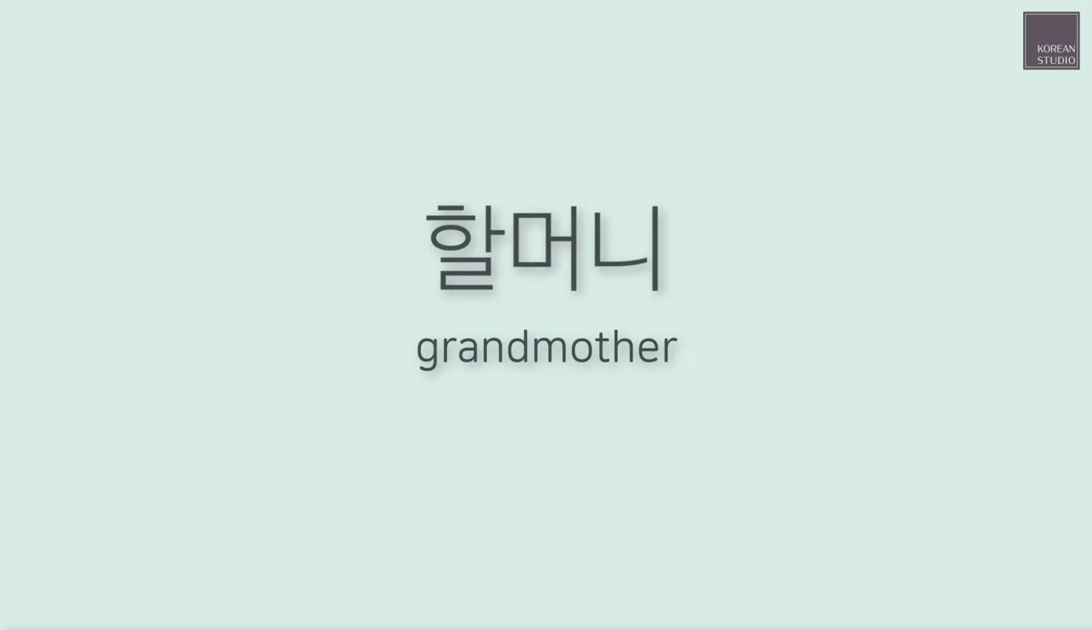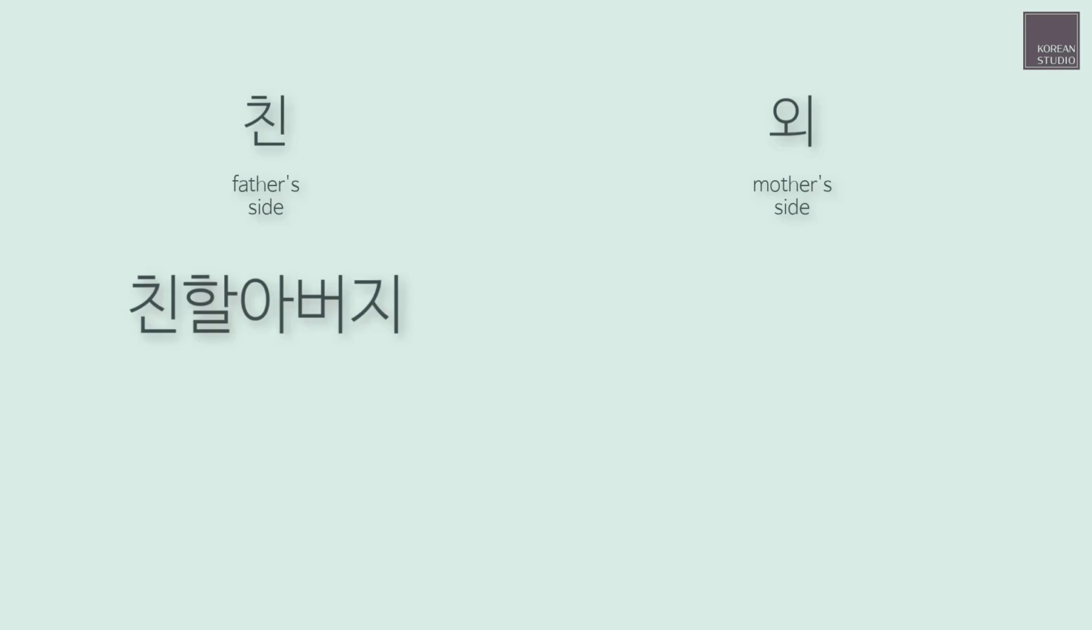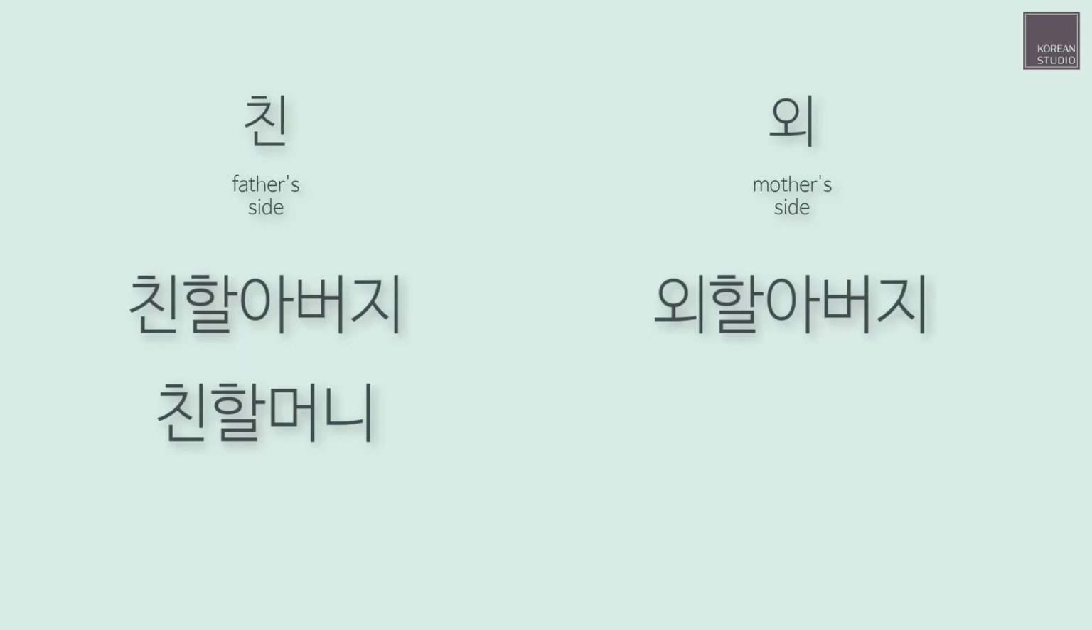Now, sometimes we have to make a distinction as to which grandmother and grandfather we're referring to. So to do that, we use these words 친 and 외. So 친할아버지 and 친할머니 are grandparents on the father's side, and 외할아버지 and 외할머니 are grandparents on the mother's side.